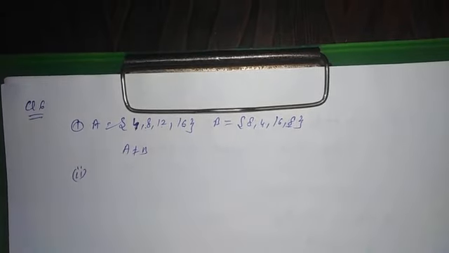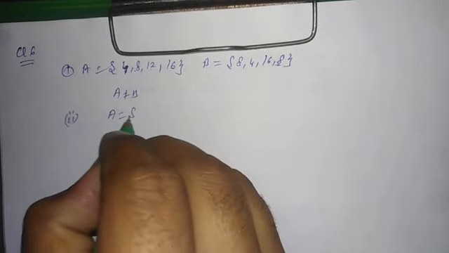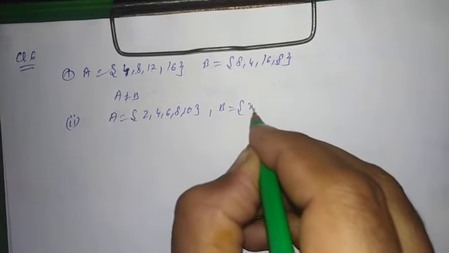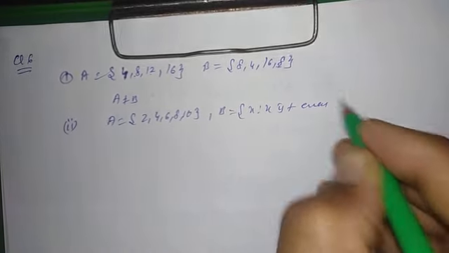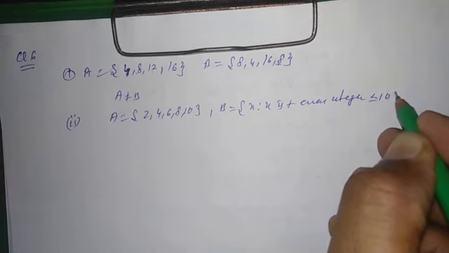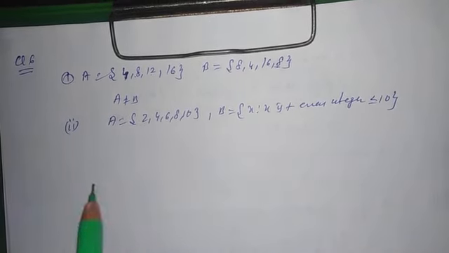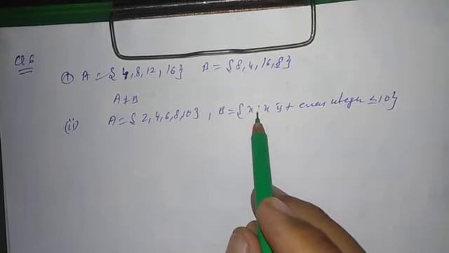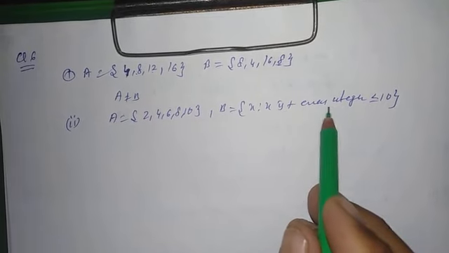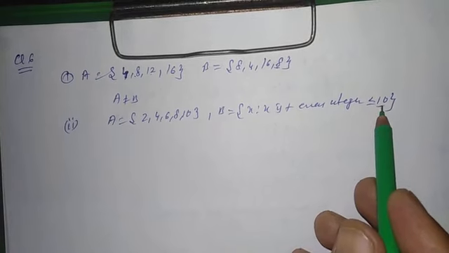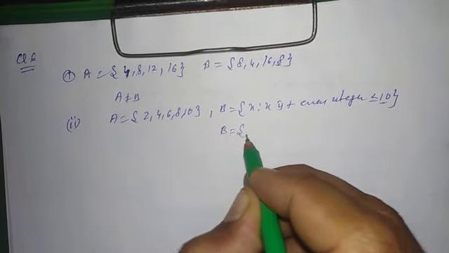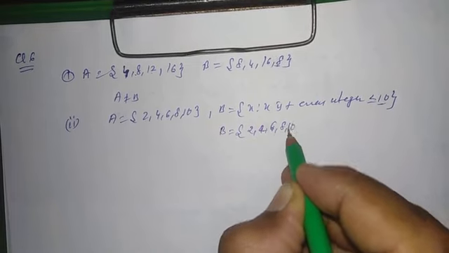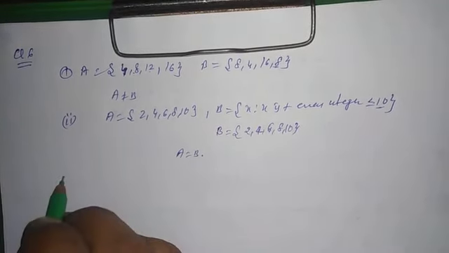Second part, A is equal to 2, 4, 6, 8, 10. B is equal to x such that x is a positive even integer less than or equal to 10. First set contains 2, 4, 6, 8 and 10. The second set contains the element x, a number which is even and is less than or equal to 10, so if we write the elements of set B in tabular form, they will be the same: 2, 4, 6, 8 and 10. So set A is equal to set B.